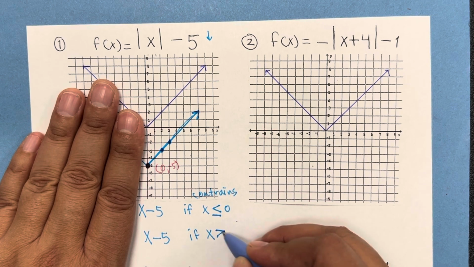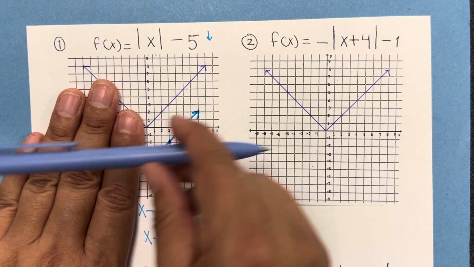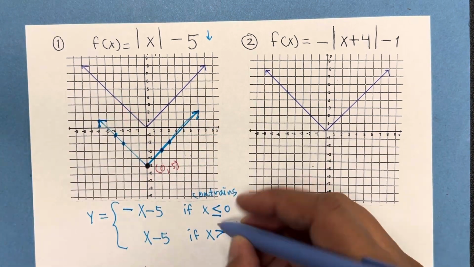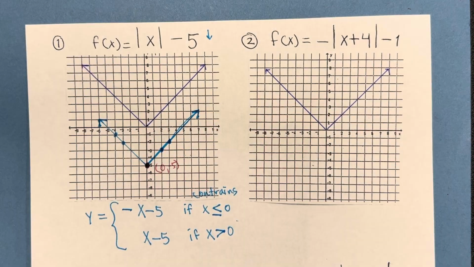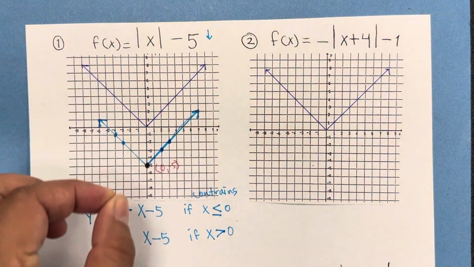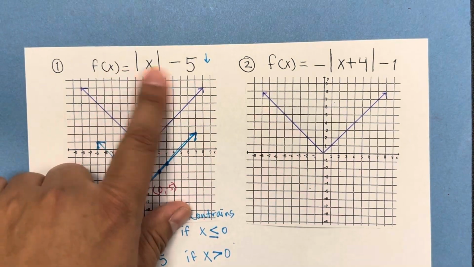This part looks exactly like this. This is pointing in that direction, okay? And again, it started exactly at 0. Your assignment is asking to write the piecewise function of this absolute value function. A piecewise function from that absolute value function.